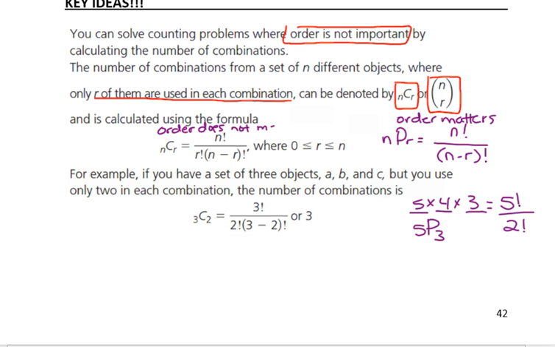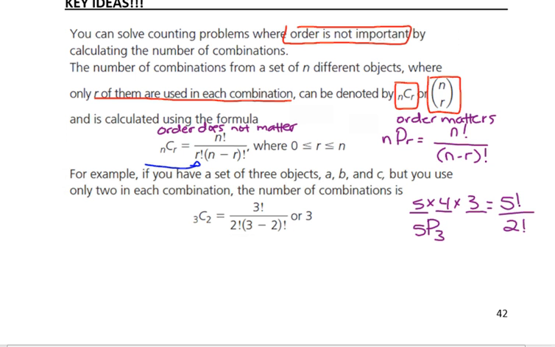You see the one difference? Where's the one difference? There's an r factorial in the denominator. So notice that there's r factorial. We're dividing by an additional r factorial. And this is what we were talking about in those questions we were just looking at.